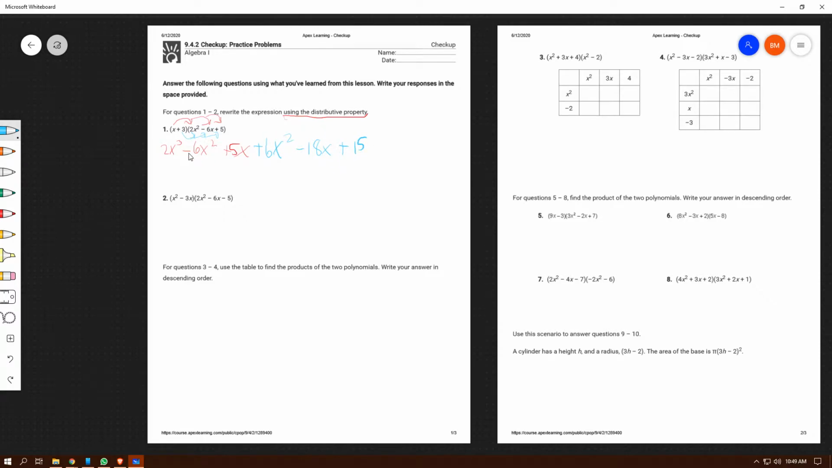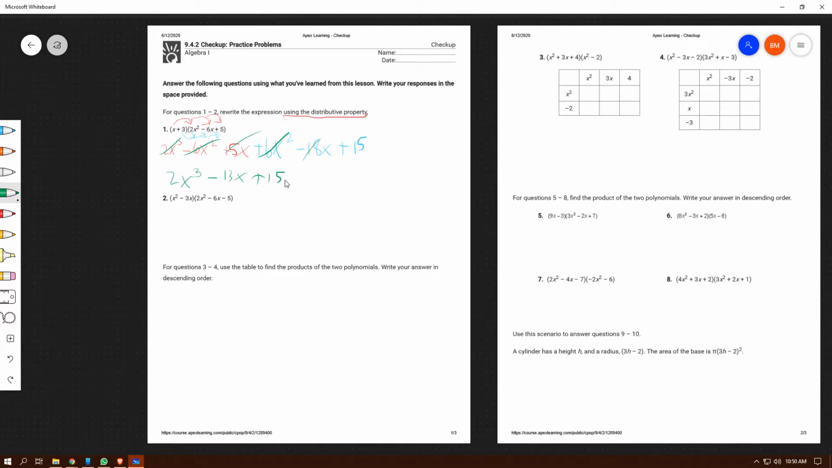And then I got to combine my like terms. I have no other x cubed, so I'm going to write x cubed first. So I have 2x cubed. Negative 6x squared and a positive 6x squared actually cancel out. 5x and a negative 18x is going to be a negative 13x. And I have a plus 15.